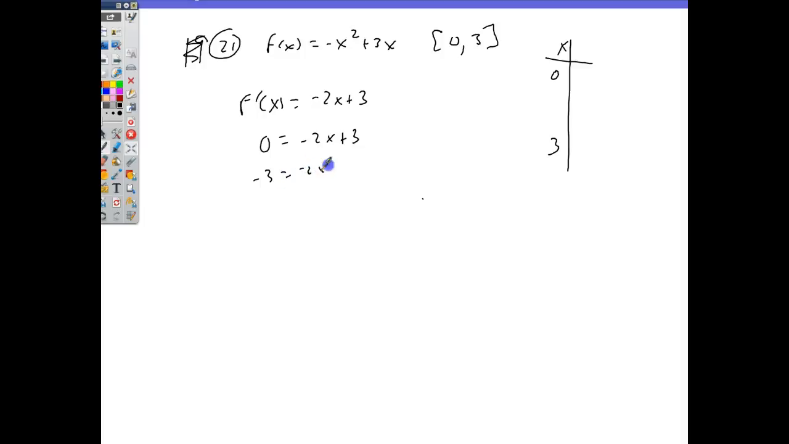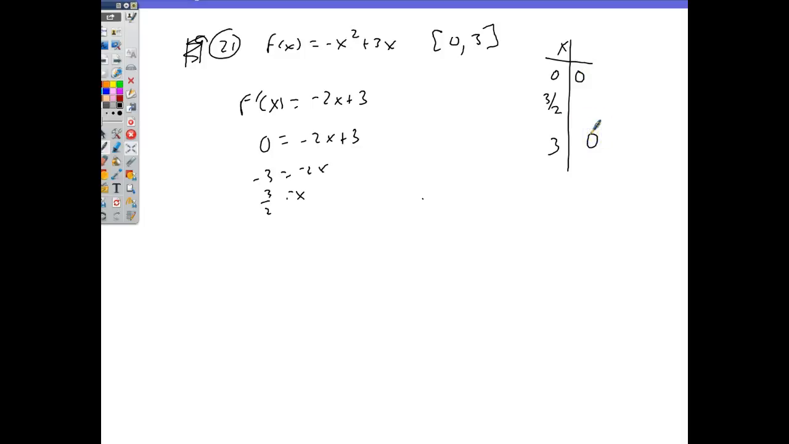Negative 3 equals negative 2x, so x equals 3 halves. Now how do I check to see what my absolute maximums and absolute minimums are for this stretch? You plug in those numbers. I plug in 0, I get 0. Plug in 3, negative 9 plus 9, which is 0.